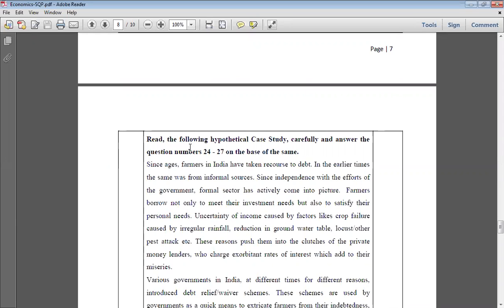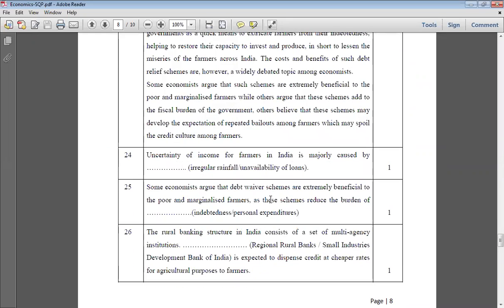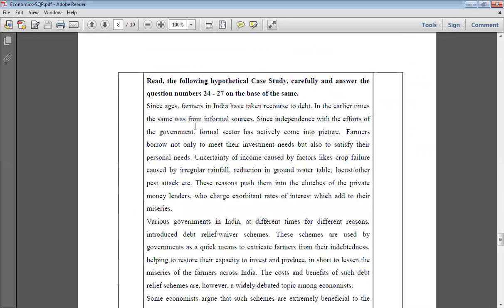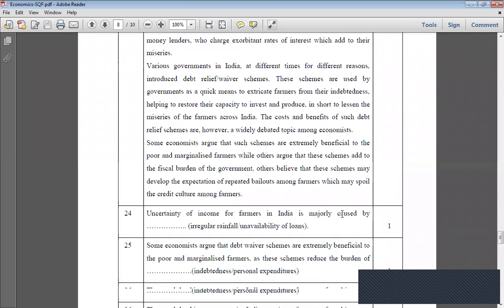So here they are given one case study. Based upon this case, we need to answer the remaining 1 mark. This is also a 1 mark question. This is a new revised pattern. It is just like in your English, where they give you a passage and ask you to answer.